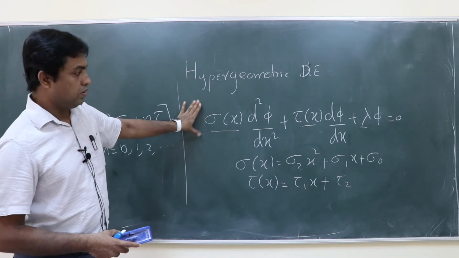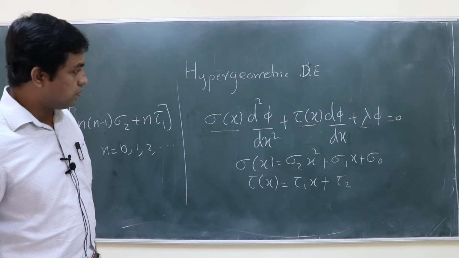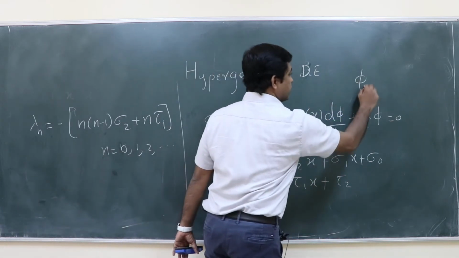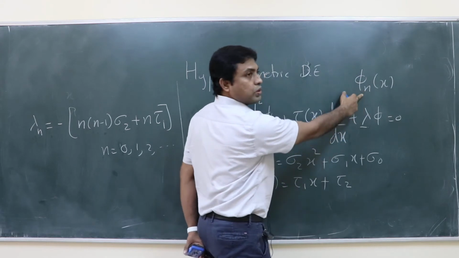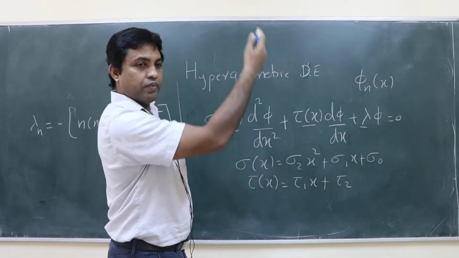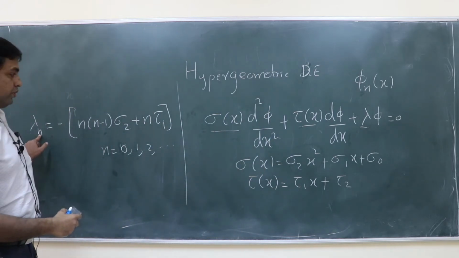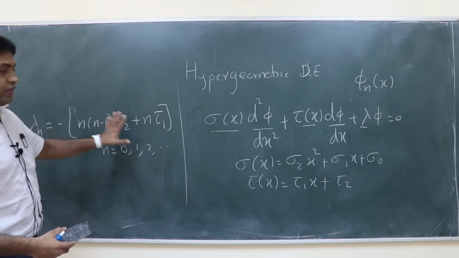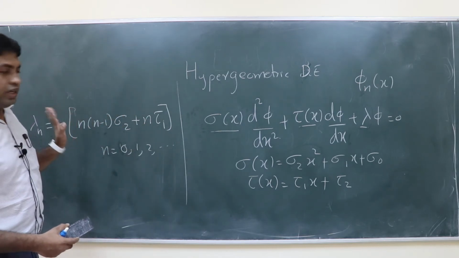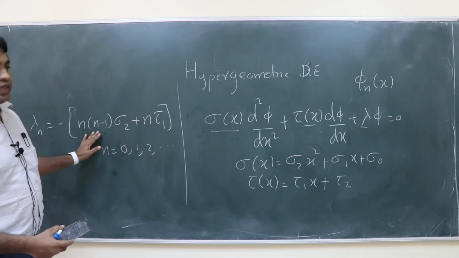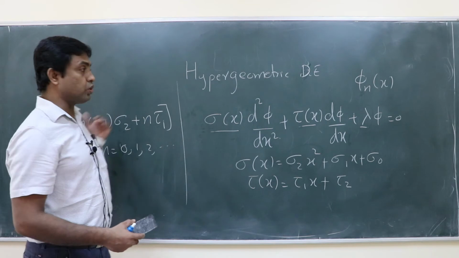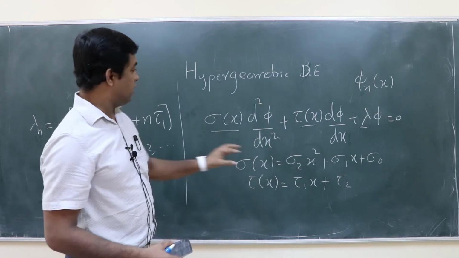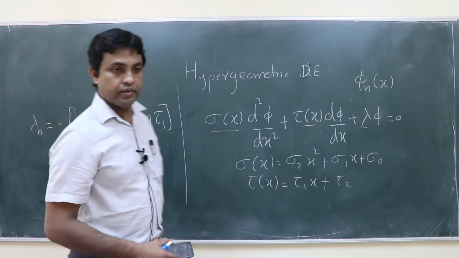Yes, for different values of n, it will be a different set of solutions. Your phi n of x has n equal to 0, 1, 2, 3, up to infinity. So what is phi 0? You put n equal to 0; if this equation is satisfied, you get phi 0 of x. Now put n equal to 1; if this equation is satisfied, you get phi 1 of x. So there are infinite number of solutions for this, for certain sigma of x, tau of x and lambda.